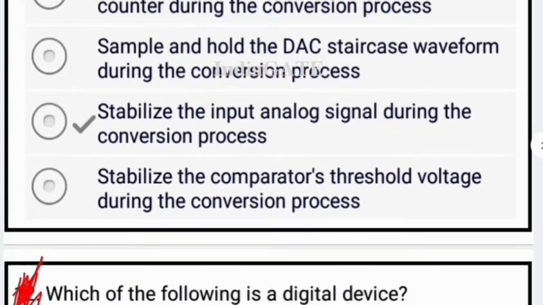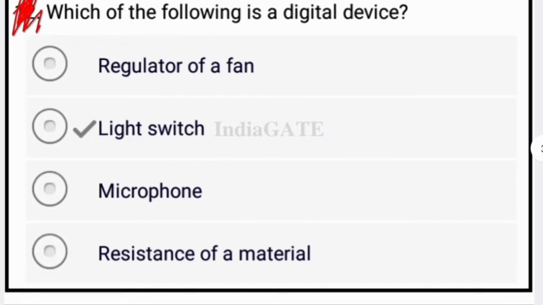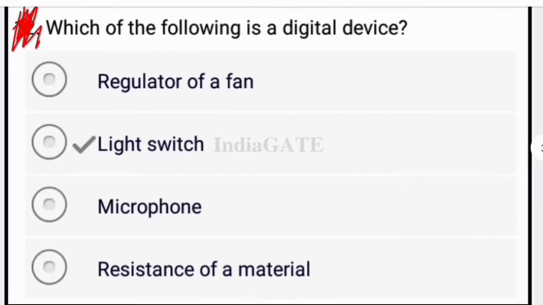Now come to the next question. So here next question is defined as which of the following is the digital device? So there are 4 options. Option first, regulator of a fan. Option second, light switch. Option third, microphone. And option fourth, resistance of the material. So it is very easy, that is your option second is correct, that is your light switch.